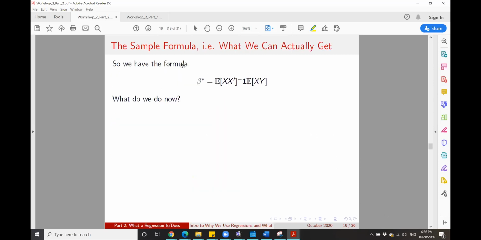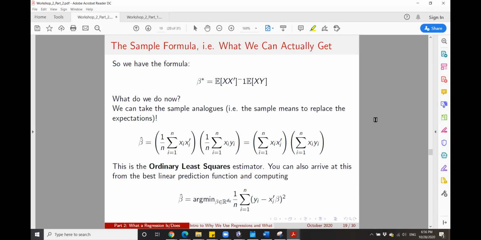Okay, but if we have this formula, what can we actually do with it, right? That's not necessarily super helpful. Our whole problem is we don't know what the population really looks like. So we go to the sample, right? One easy thing to do is you just take the sample analogs. You have this expectation, so you take the sample mean, right? And that actually is the ordinary least squares estimator.